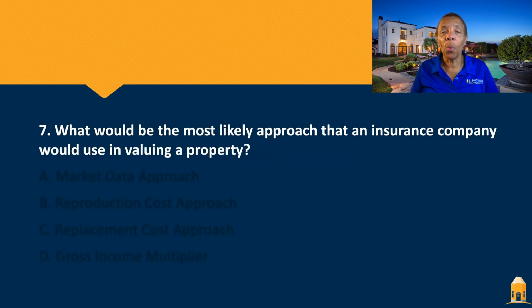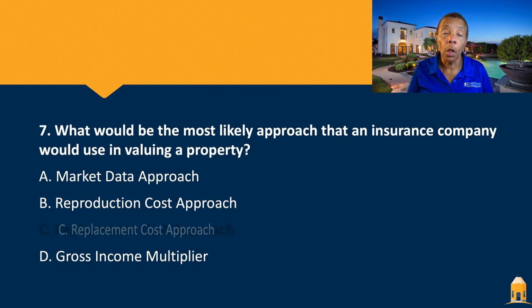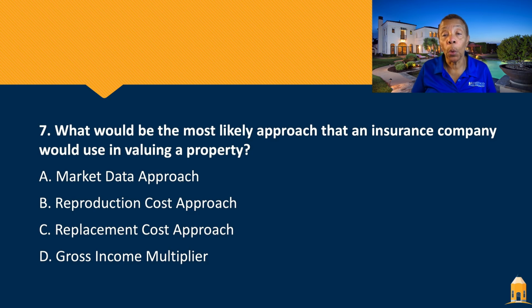7. What would be the most likely approach that an insurance company would use in valuing a property? A, market data approach. B, reproduction cost approach. C, replacement cost approach. D, gross income multiplier. This one is really simple too, and it should be simple for you too. The answer is C.